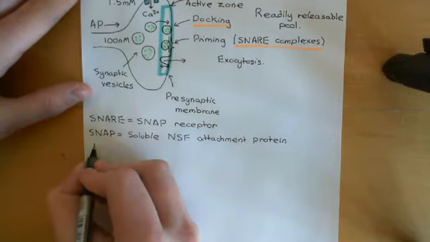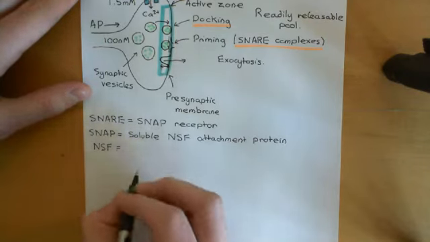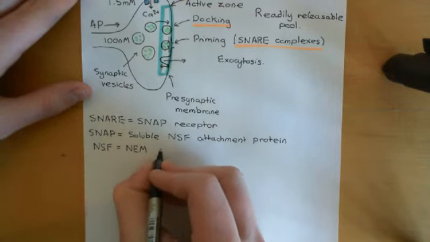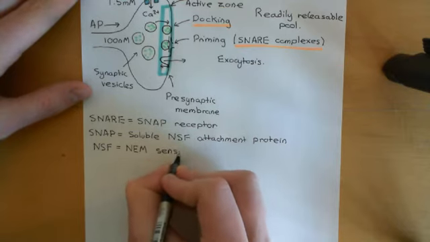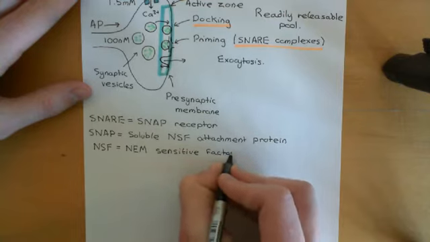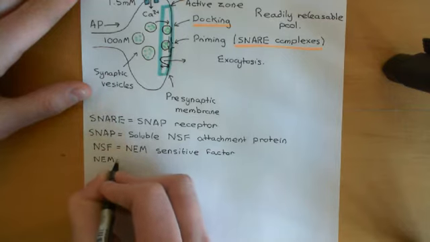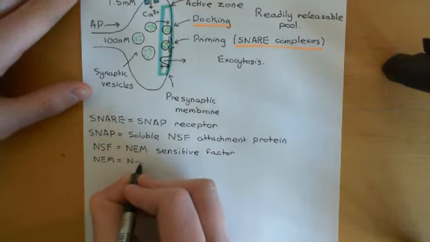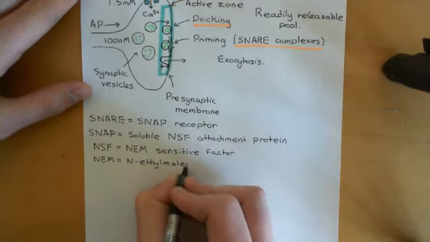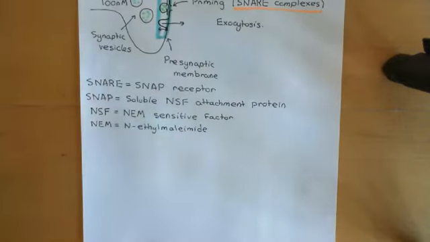And I'm afraid it doesn't end there. There's another acronym within what NSF stands for. So NSF stands for NEM sensitive factor, where the N is NEM. And then finally, once we've defined what NEM is, it ends. So what does NEM stand for? NEM stands for N-ethylmaleimide, which is a chemical with a very beautiful structure actually. Right, so that is what a SNARE actually is, or at least what the nomenclature stands for.